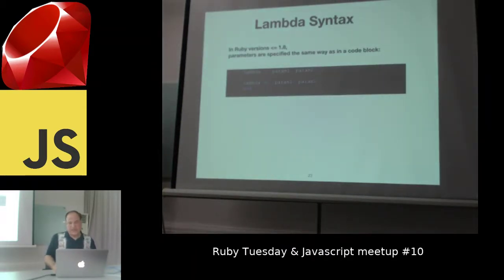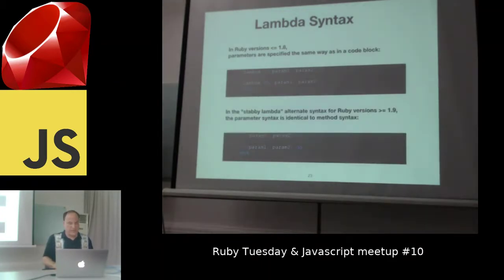And here is a lambda who takes parameters. As you can see, the syntax is very similar, almost exactly the same as a block. And this is the brackets syntax, this is the do and syntax. Pretty straightforward. And the alternate syntax for creating a lambda has you specifying the parameters as if it were a method signature, as if it were a method definition.